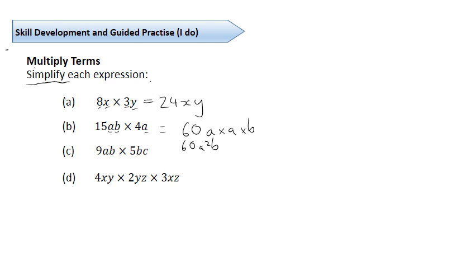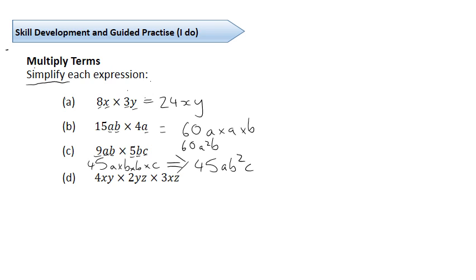9AB times 5BC. So 9 times 5, 45. We're going to have A times B times B times C, which will give us 45 A, B times B, we can simplify to B squared, and C.